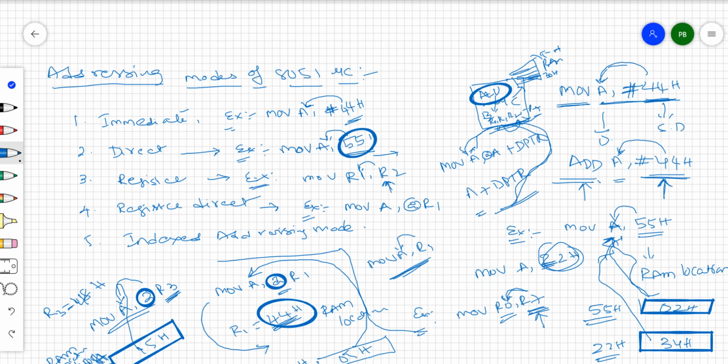Like that, 5 addressing modes are there in the 8051 microcontroller, based on how the controller is addressing the source operand. Based on that mode, we call them the immediate addressing mode, direct addressing mode, register addressing mode, register indirect addressing mode, or indexed addressing mode, right? These are the different addressing modes of the 8051 microcontroller.